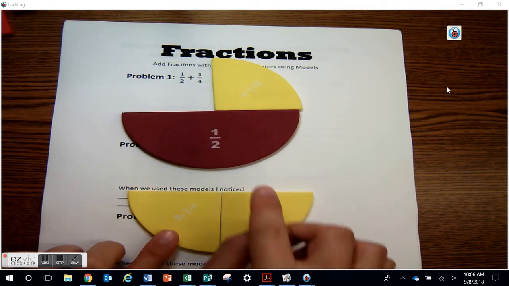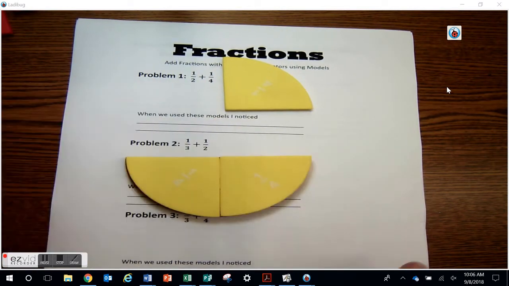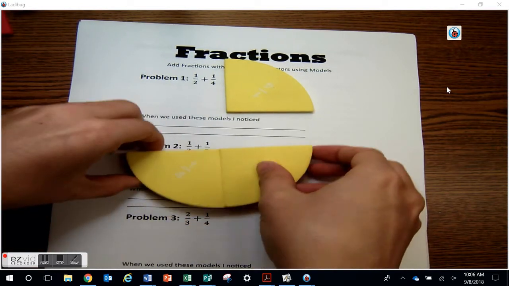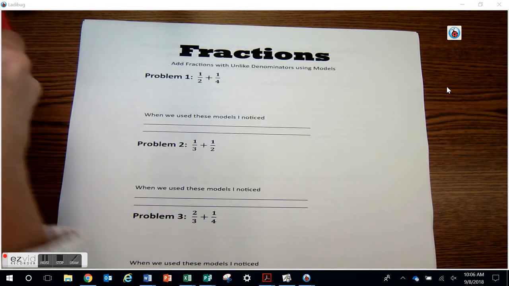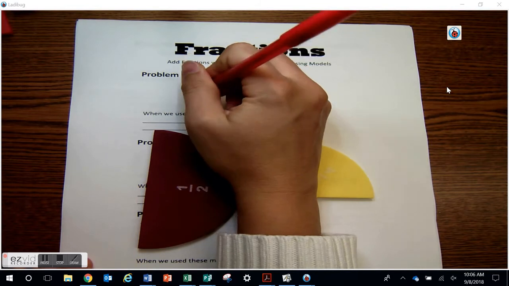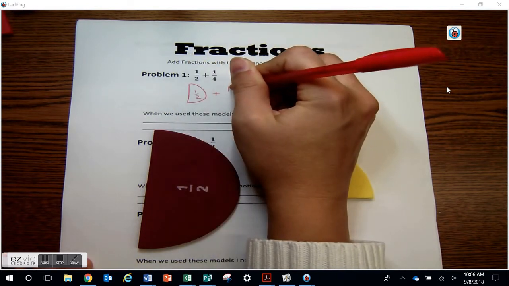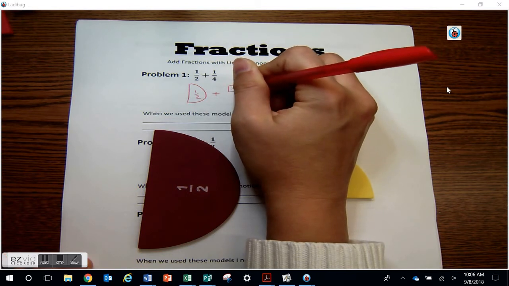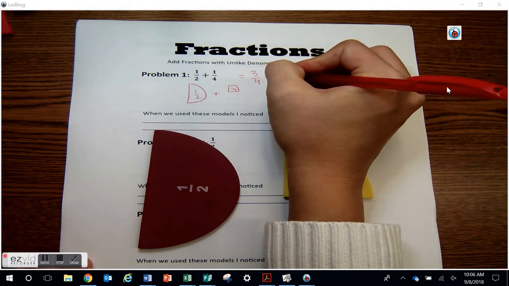It still has the same value, as you can see, because it completely is the same size when I put them together like that. So I'm going to go ahead and draw these pieces. 1/2 plus 1/4 equals 3/4 or 6/8.